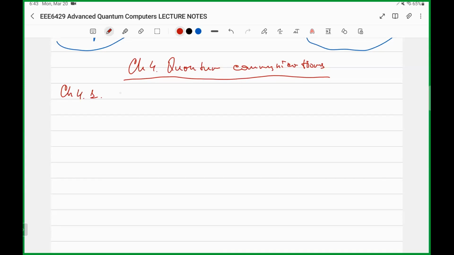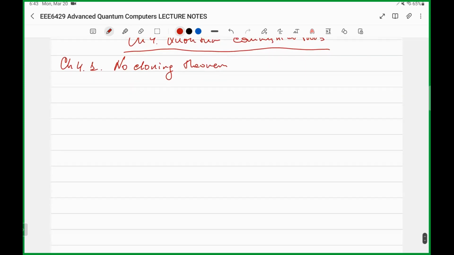And chapter 4.1, let's call this No Cloning Theorem. So in classical computing, we can take the state of a classical bit. Usually it's just 0 or 1, right? This state of a classical bit we can clone, meaning that we can measure the state of a classical bit.